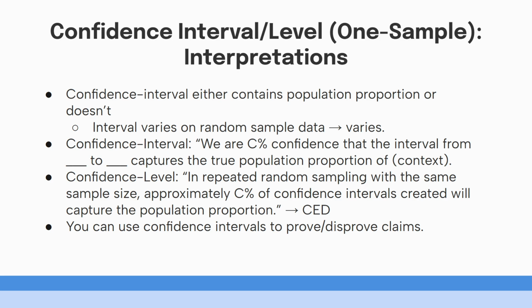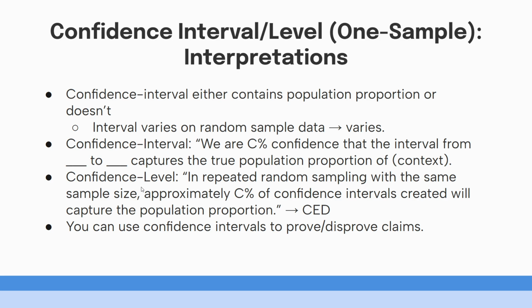So it varies. And the way you interpret and conclude a confidence interval when you're doing an FRQ is, we are C% confident that the interval from the lower bound to the upper bound captures the true proportion of, and then you put the context given in the problem. So it captures the true proportion of the amount of people that wear green shoes in New York, for example. The context can vary.